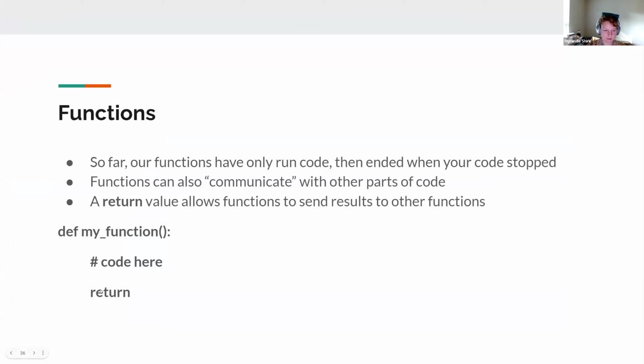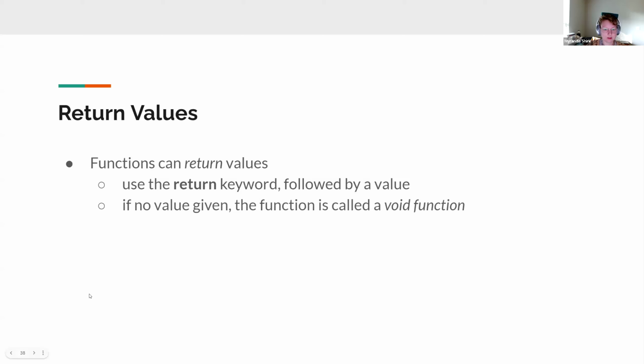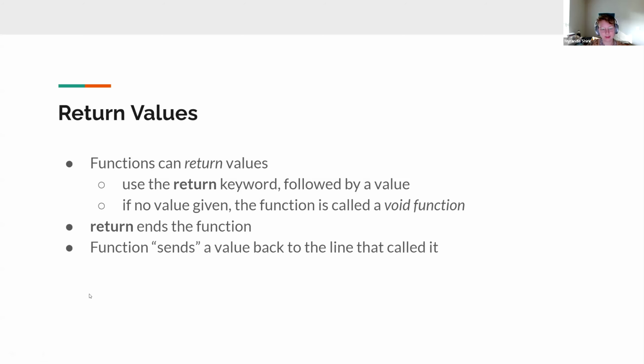And sometimes you may see this as just return and it returns nothing, and that's fine. That's called a void function, but you can return a value using this return keyword. So let's see where I have that example. And then whenever the function is called, whatever it is returning is that value that it's giving back to the line. I'll show you an example.